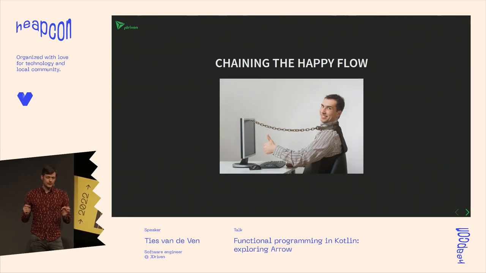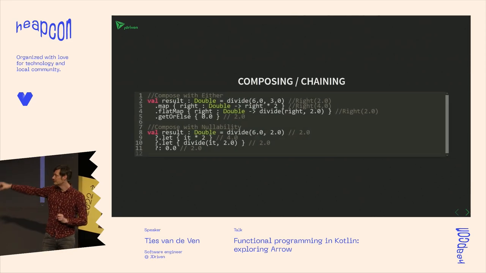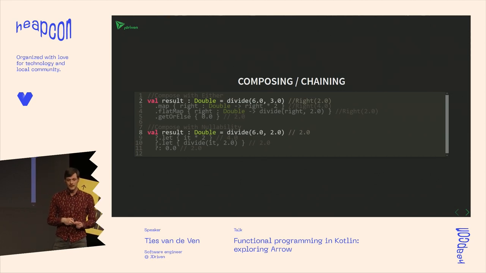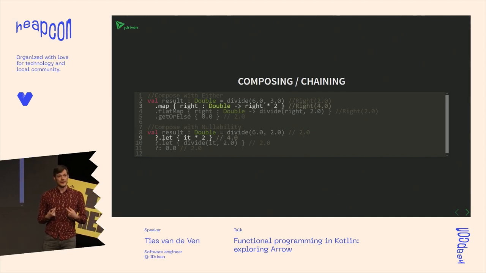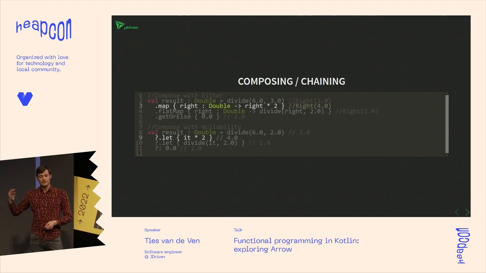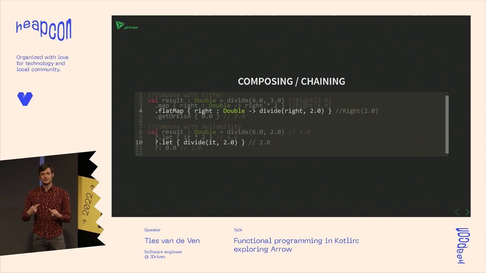So eithers also allow us to chain the happy flow, just like we saw before with the nullability system. Actually, it's so similar to the nullability system, I can just put them on top of each other and basically see that they do exactly the same. So first we call a divide function. Then we call dot map on it, saying that if it was an instance of either.right, as in we're on the happy flow, we can execute the next function. Otherwise, again, if the previous result was correct, then we can execute this function.